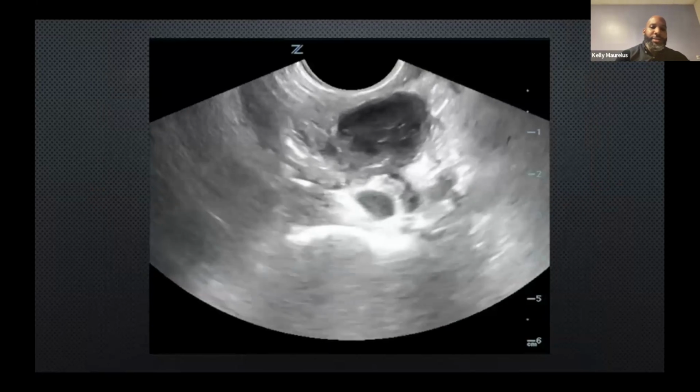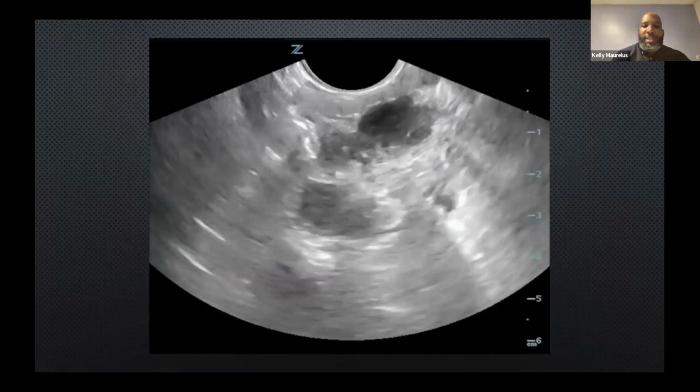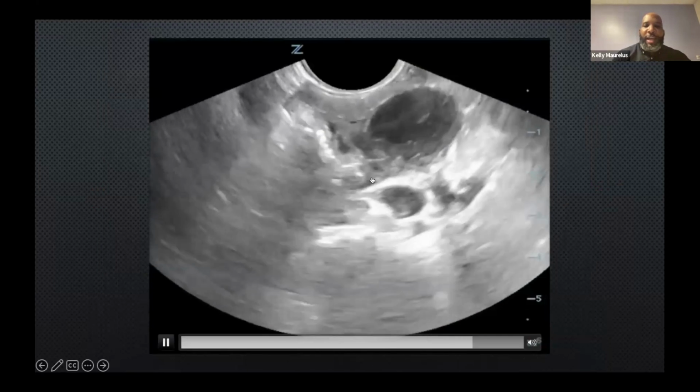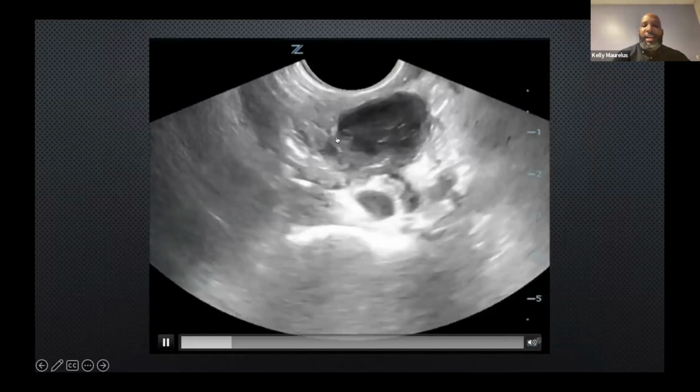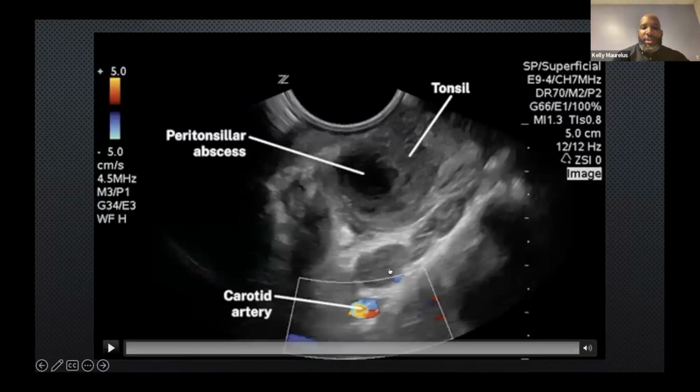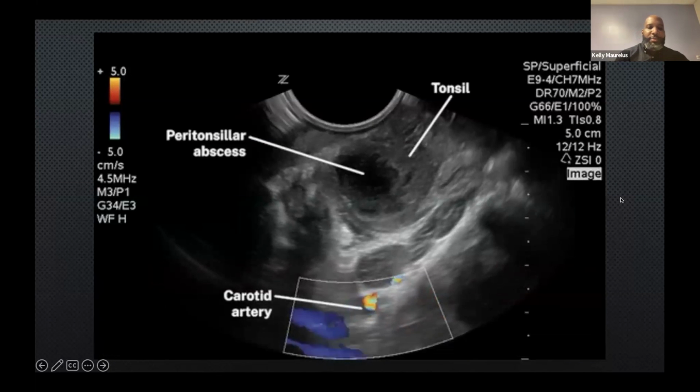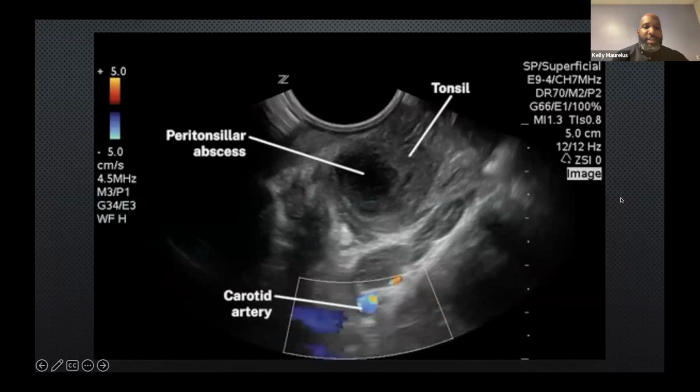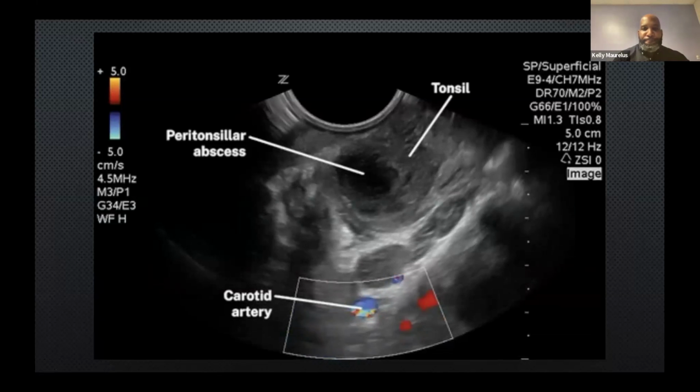Okay, this is another example of using an endocavitary probe. Notice that in the near field, we have a large heterogeneous collection, which is an abscess. And then the carotid artery is going to be posterior or lateral, and that's how it normally looks, posterior lateral to the actual tonsil. So you always want to visualize the carotid artery before you poke anything into the space.